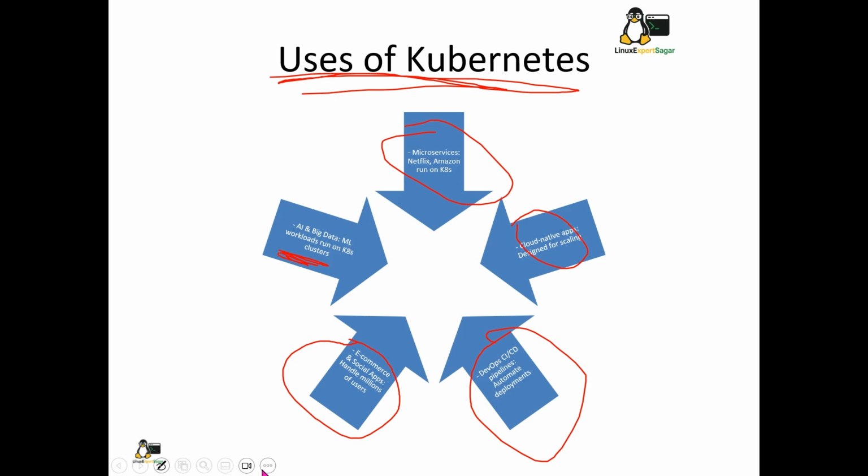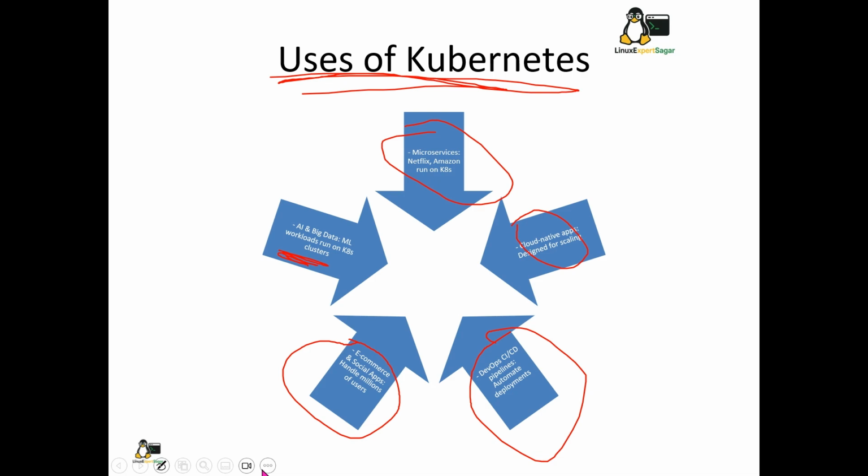Second is cloud native apps. Modern apps are built to scale instantly in the cloud, and Kubernetes makes that possible. Next is DevOps CI/CD pipelines. Developers push new code, and Kubernetes can automatically deploy and manage it in the production environment. This is a good advantage. Next is e-commerce and social media platforms. Applications with millions of users rely on Kubernetes for zero downtime and smooth performance.